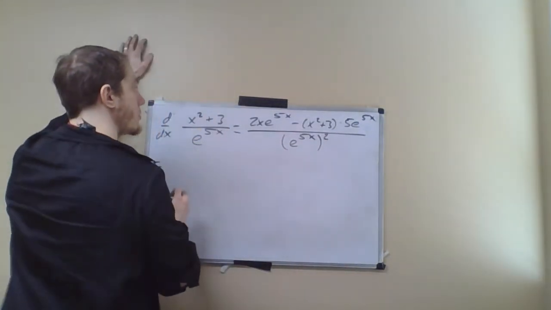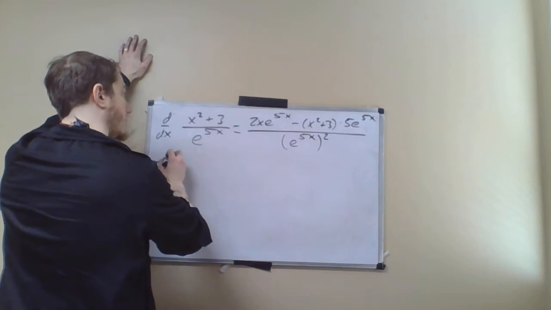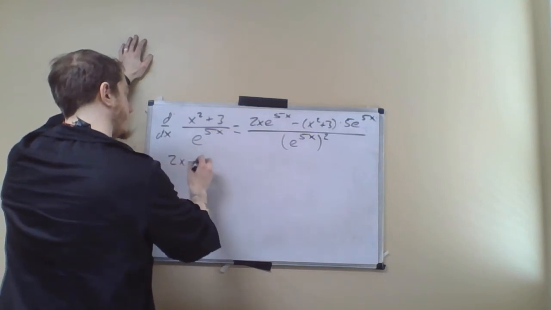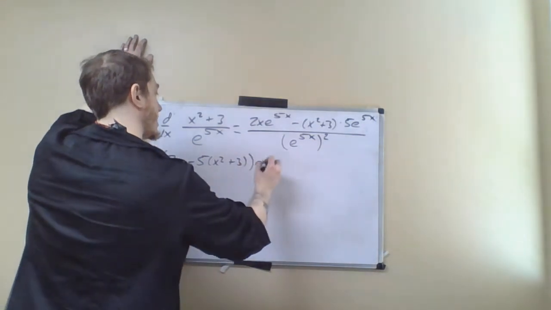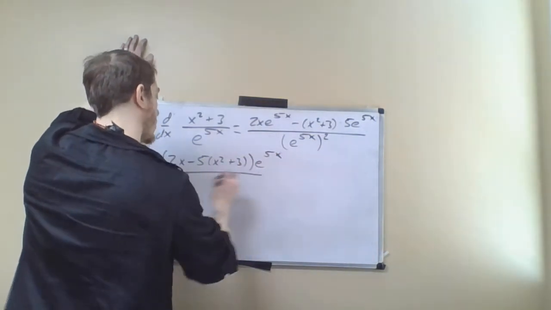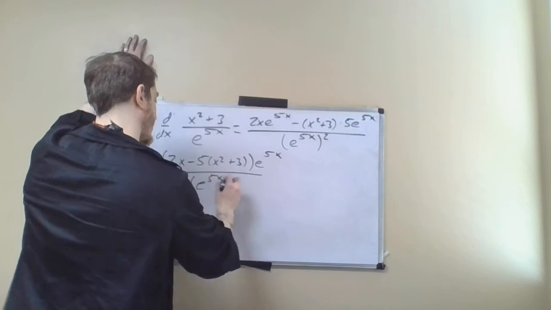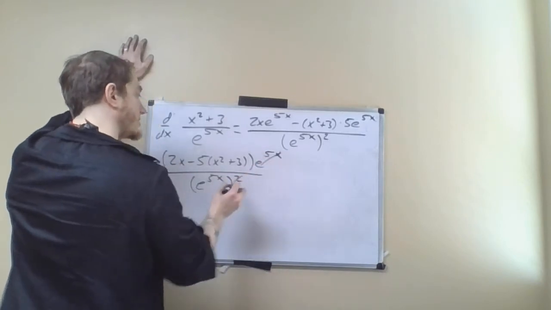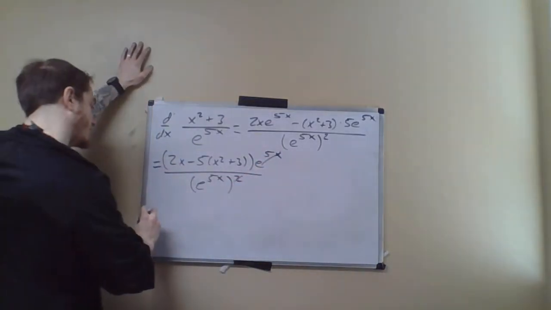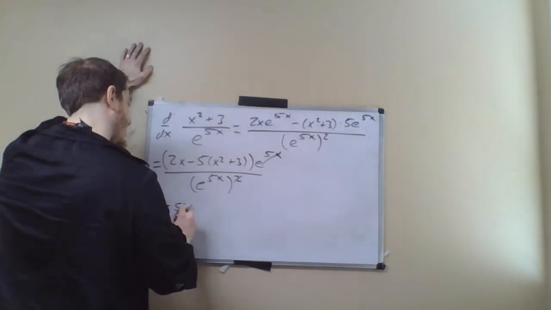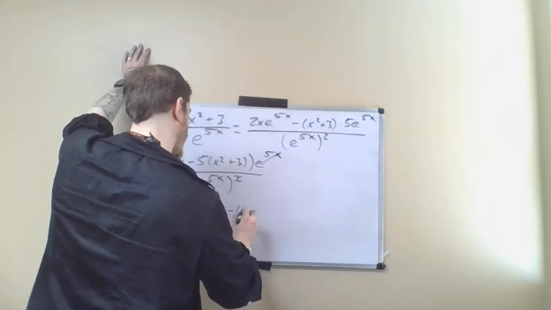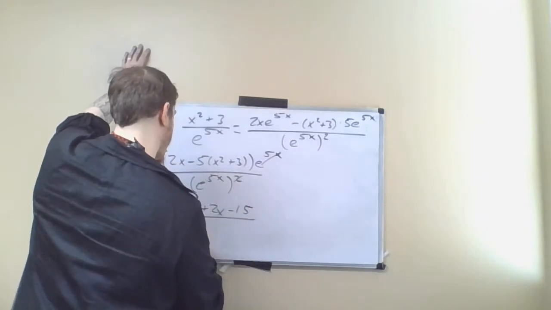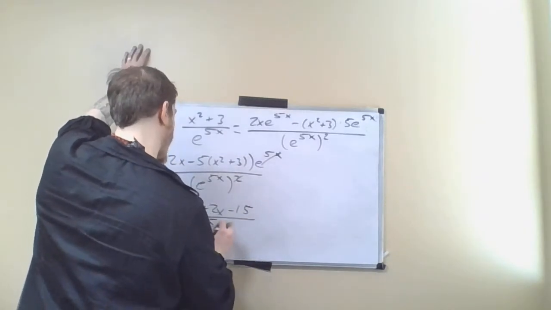This is going to become 2x minus 5 times (x squared plus 3), e to the 5x over e to the 5x squared. We can cancel out one of the e to the 5x's, and we are left with negative 5x squared plus 2x minus 15 divided by e to the 5x.